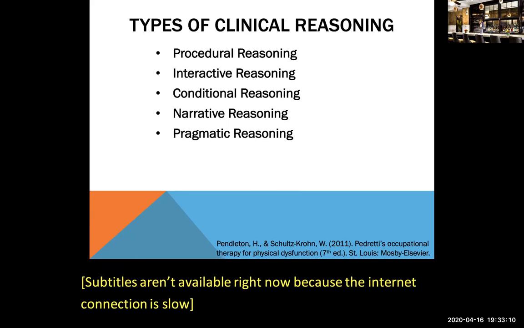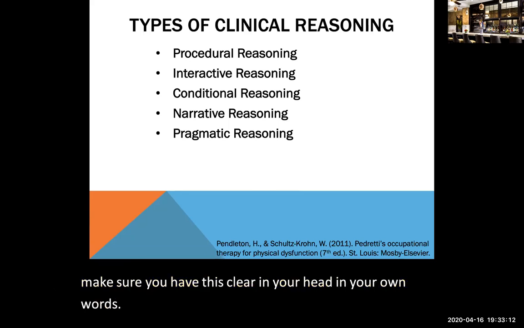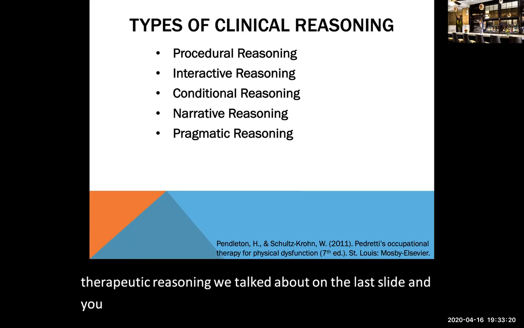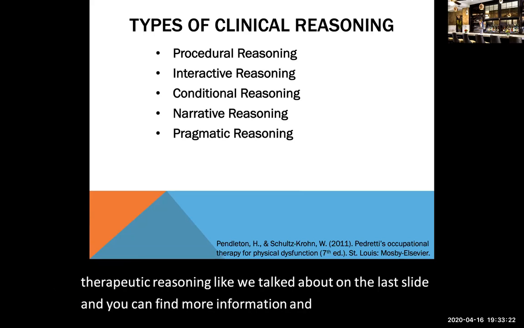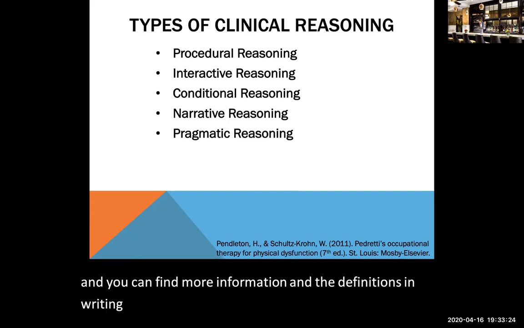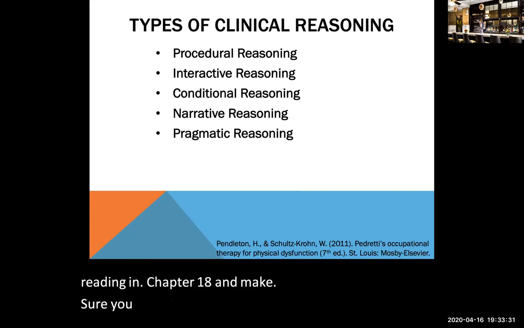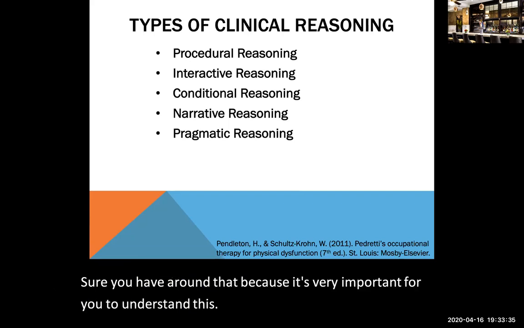You can find some specific examples about the elements of therapeutic reasoning, like we talked about on the last slide, and you can find more information and the definitions in writing about the types of therapeutic reasoning in the reading in chapter 18. And make sure you have read that because it's very important for you to understand this. But I'll go over it here too.